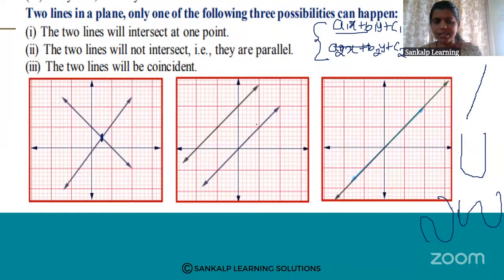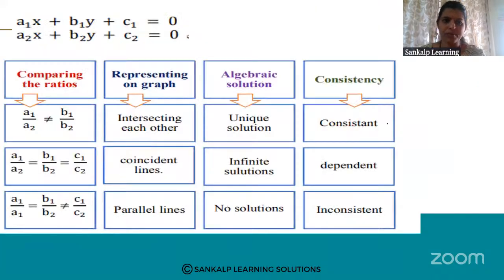Okay, or third chance, the two lines are coincident. Or else we can say that it is overlapping on one another. Overlapping, one on top of the other. Okay, so this is overlapping on one another. So these three chances we are getting while plotting a graph.